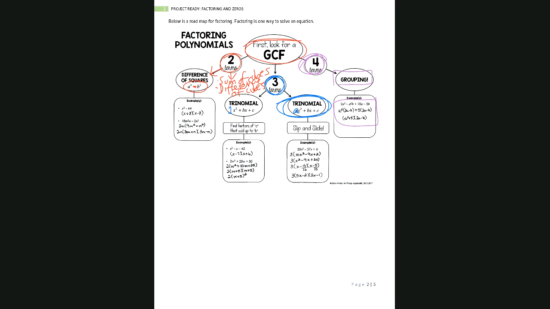Okay? So for difference of squares, those are terms that have a perfect square for both. Like in this case, x squared and 64. That means we can take the square root of both and get just a variable or an integer. And that's what we do. We take the square root of both. We make one positive, one negative.